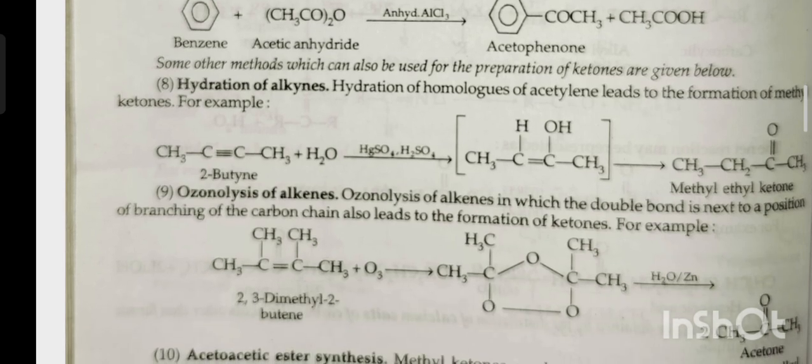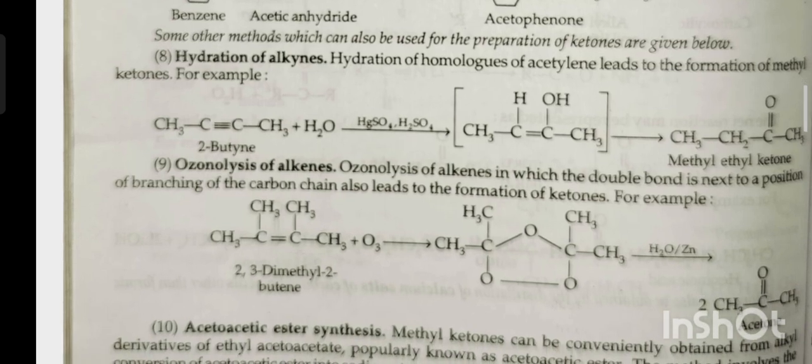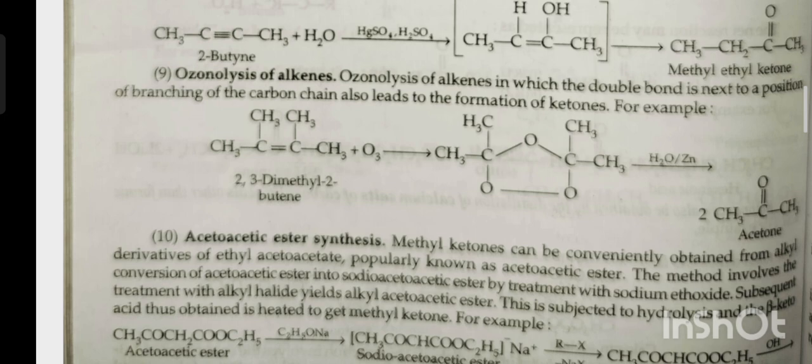Ninth, ozonolysis of alkenes. Ozonolysis of alkenes in which the double bond is next to the position of branching of the carbon chain also leads to the formation of ketones. For example, 2,3-dimethyl-2-butene, in the presence of water and zinc, gives acetone.